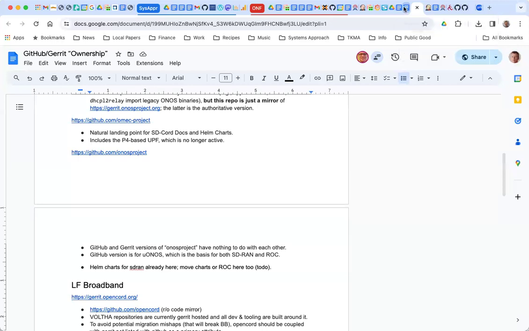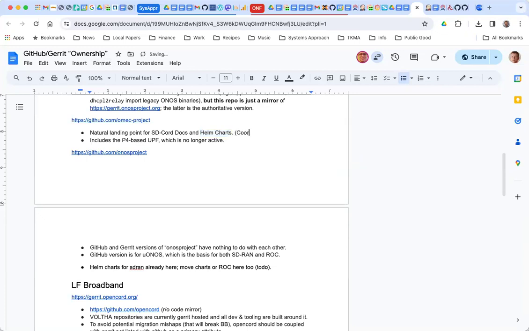Well, no, I think it's independent. So it's a natural landing point for the SD core Helm charts as part of the new release. I think it makes a lot of sense to do the release once we move these docs and Helm charts to the new home, right? Correct. So as a part of that release blog or whatnot, we can update the community on those new places.